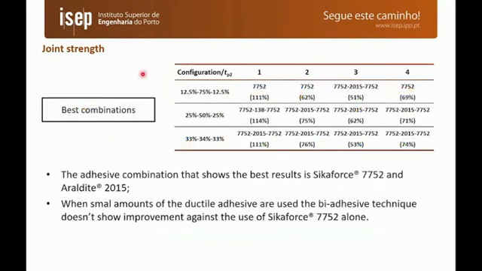Here we have a summary of the results. We can see that in most of the cases, the best configuration was with the dual adhesive technique, and only for 3 cases, this one, and this one, did the best configuration was not a dual adhesive technique. So in terms of strength, we got good results with this technique.